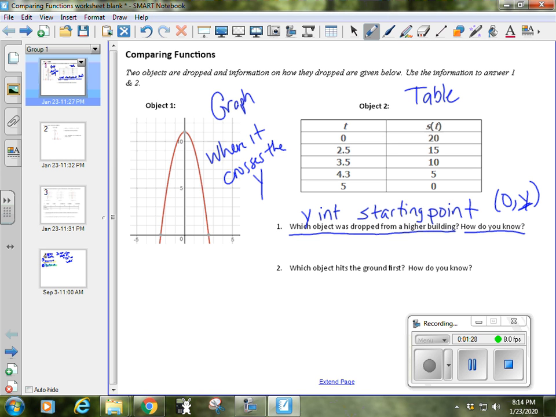Which object hits the ground first? So that's your x-intercepts. Okay, and how do you know? So that's what you've got to explain. What are you comparing from the graph to the table? I need those numbers so you know which one was dropped from a higher building and which one hit the ground first. Now, if you're looking for x-intercepts, you're going to find where it crosses the x on the graph.